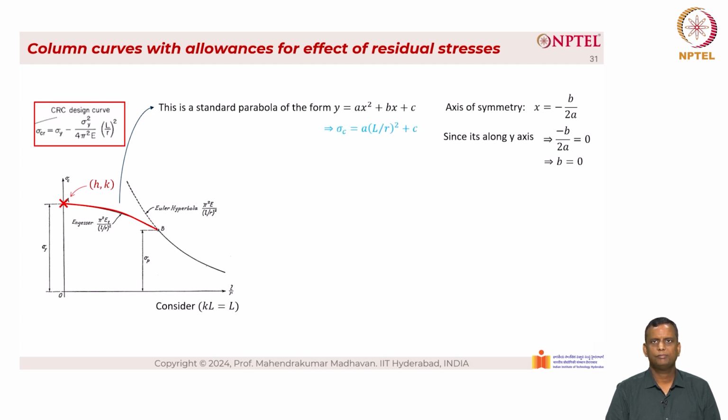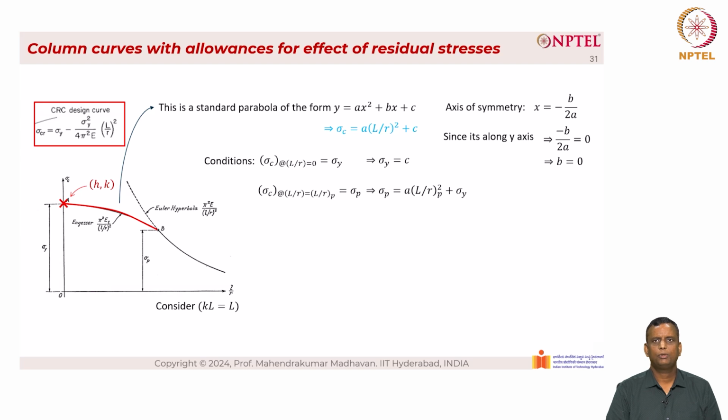So we substitute b equal to 0 in the above equation. We have σc = a(L/r)² + c, where x is represented as L/r and y is given as σc. So we have two boundary conditions here. When σc at L/r equal to 0, we have σc equal to σy. Similarly, σc at L/r equal to (L/r)p, which is proportional, we have σp. When we substitute the first condition, σc equal to σy at L/r equal to 0, we have σy equal to c.